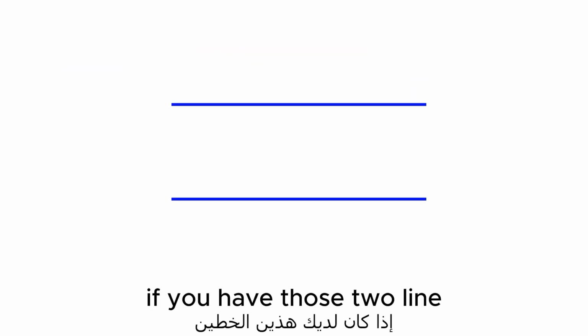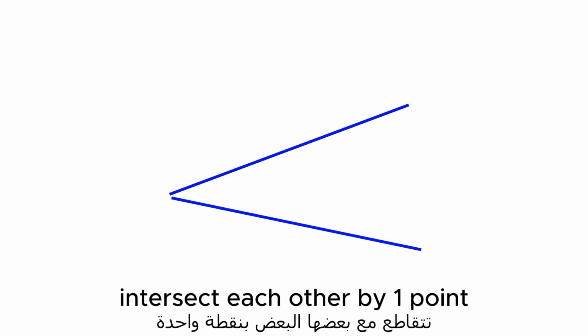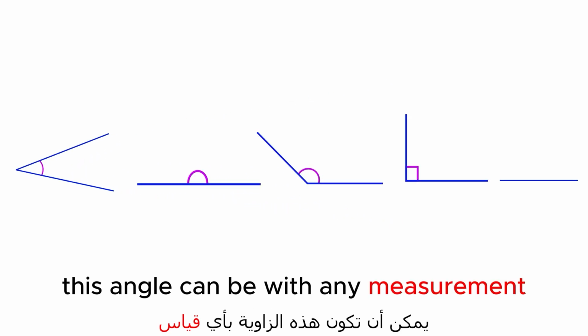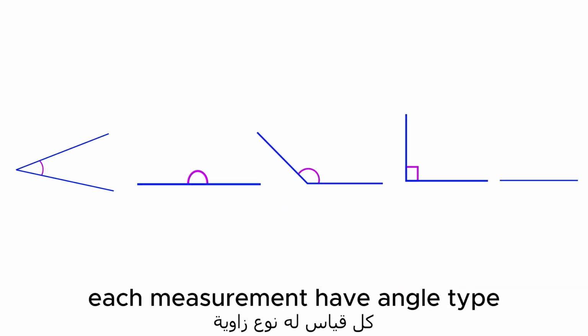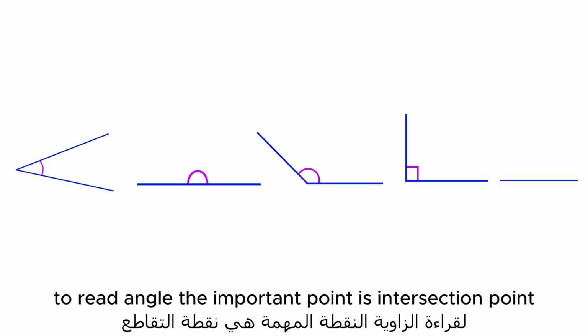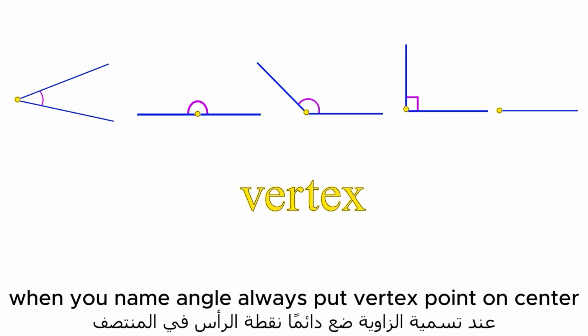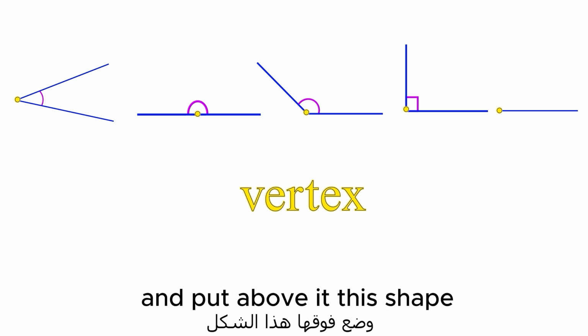If you have two lines that intersect each other at one point, it makes an angle. This angle can be of any measurement. Each measurement has an angle type. To read an angle, the important point is the intersection point, named the vertex. When you name an angle, always put the vertex point in the center and put above it this shape.